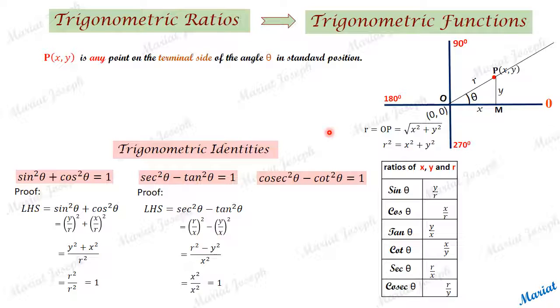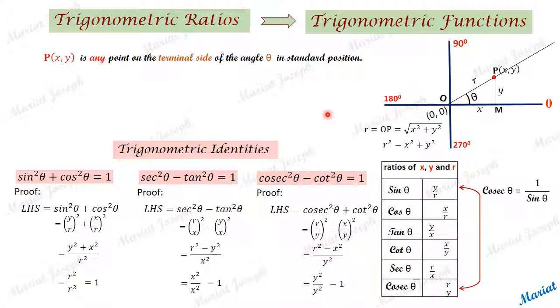One more identity of this category. Cosec square theta minus cot square theta equal to 1. Let us check whether it is true. Putting the definition of cot theta and cosec theta, and proceeding further, taking LCM y square, this time it is r square minus x square in the numerator, which is equal to y square. So it is y square by y square, which is equal to 1. So all these three identities are true for the new definition, that is for trigonometric functions.